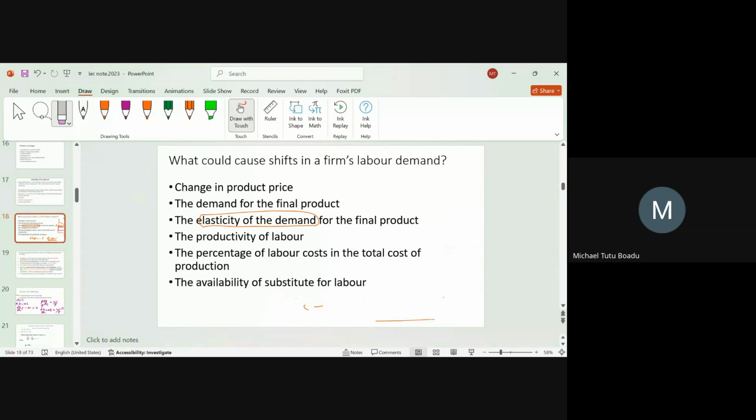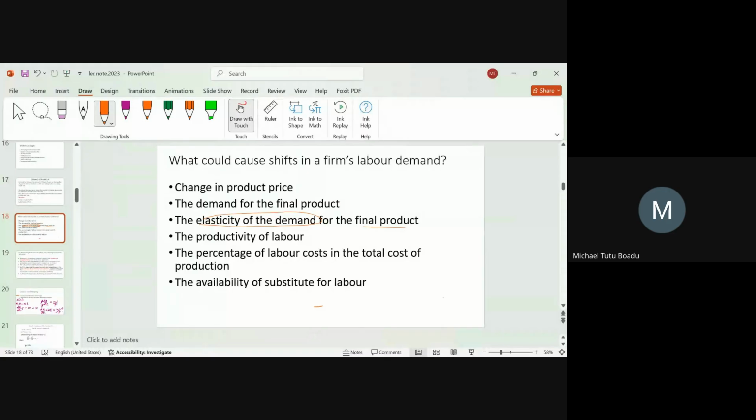So the elasticity facing demand for the final product can also affect demand for labor. Then productivity of labor. If labor is more productive, then more will be hired. But if you are less productive, less of you will be hired.